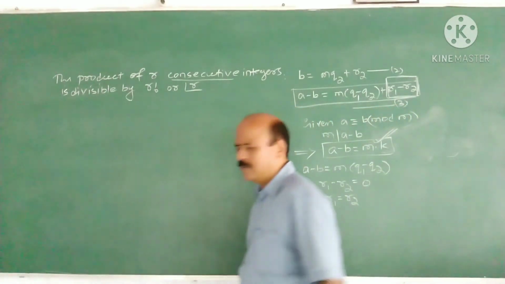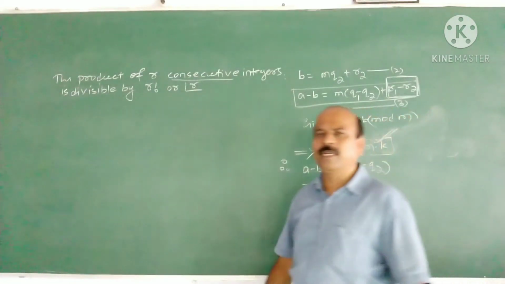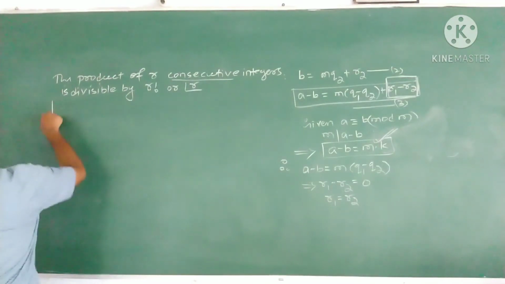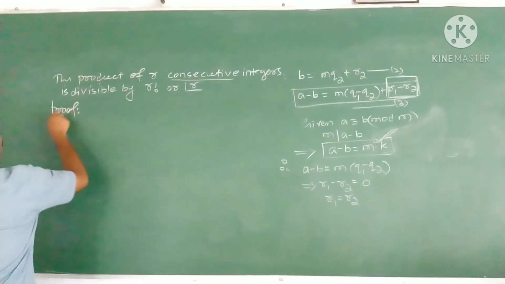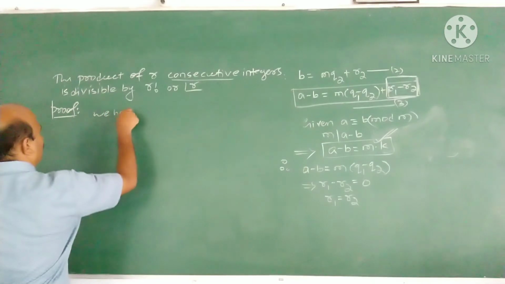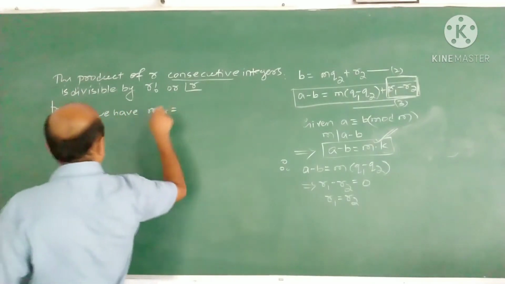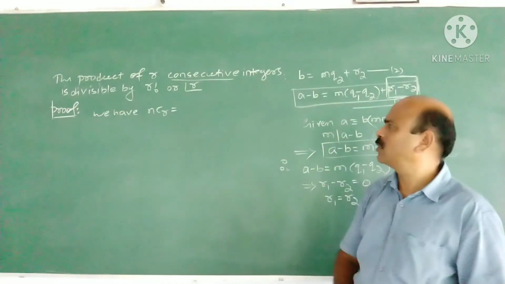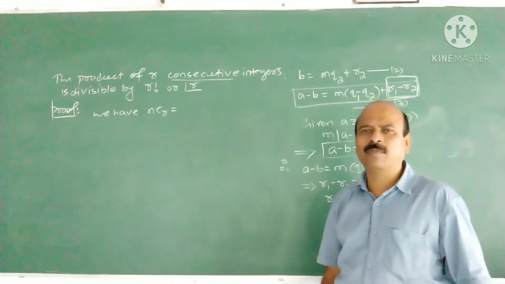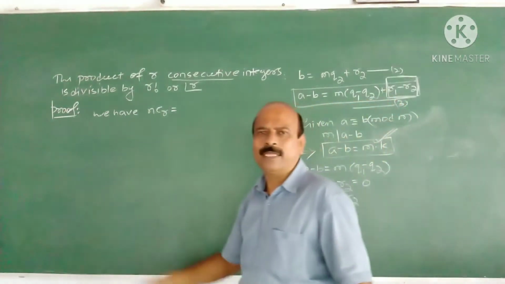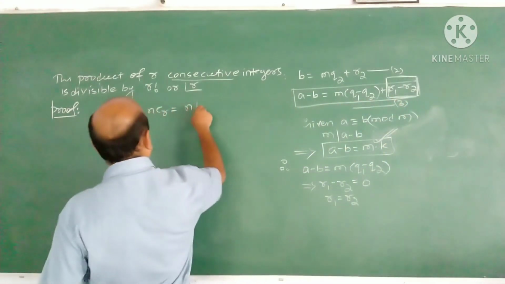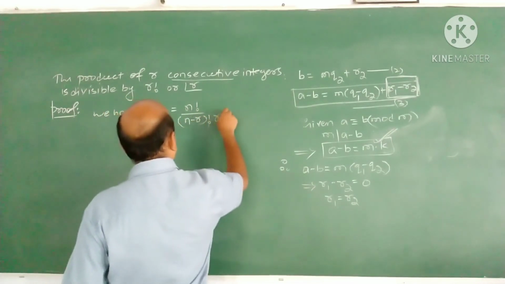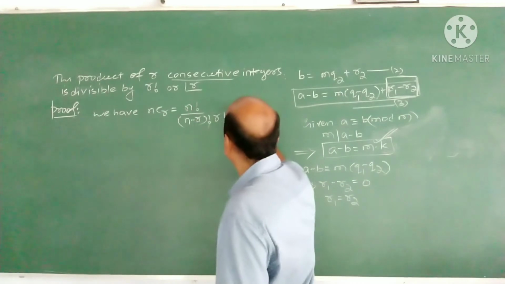Different methods are there, but I found this method very simple and convincing. So I have taken this method. Proof of this: we have nCr. You have studied all these things in PUC classes. You have studied combinations, permutations, these notations. What is nCr? nCr is n factorial by (n minus r) factorial into r factorial. Remember this result. What is nPr?